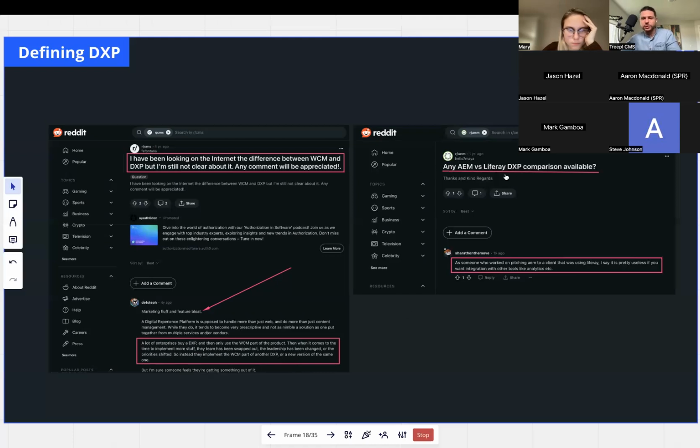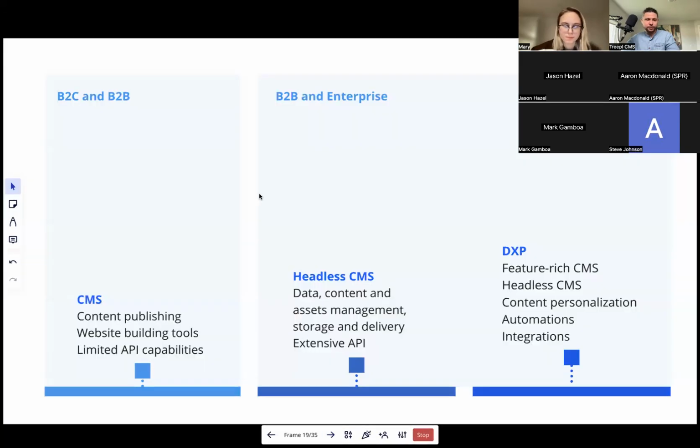And also there are comparisons. I posted this one because Adobe Experience Manager is actually one of the top solutions in the DXP market according to Gartner. Now, let me try to simplify this and define it a little better.